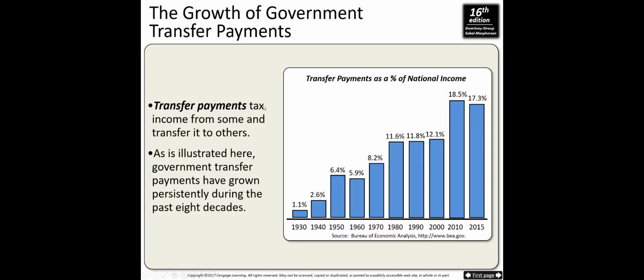Let's look at the transfer payments. So what are transfer payments? These are the payments where government collects tax and then redistributes that tax income to people who need it. So it's a transfer of money from one pocket to another.